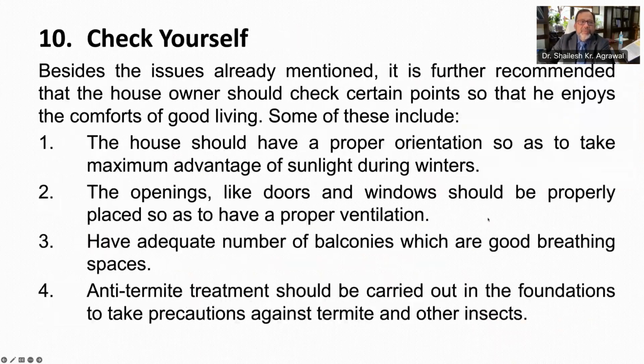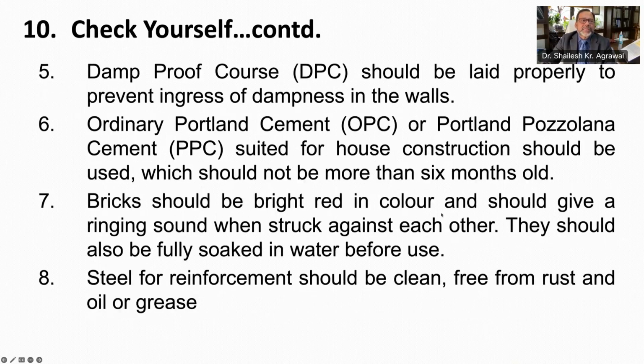At last, I leave you with a checklist of 16 points which an owner can check himself or herself while undertaking housing construction. Number one, the house should have a proper orientation so as to take maximum advantage of sunlight during winters. The openings like doors and windows should be properly placed so as to have proper ventilation. One must have an adequate number of balconies, which are good breathing spaces. Anti-termite treatment should be carried out in the foundations to take precautions against termites and other insects. Damp proofing coats should be laid properly to prevent ingress of dampness in the walls.